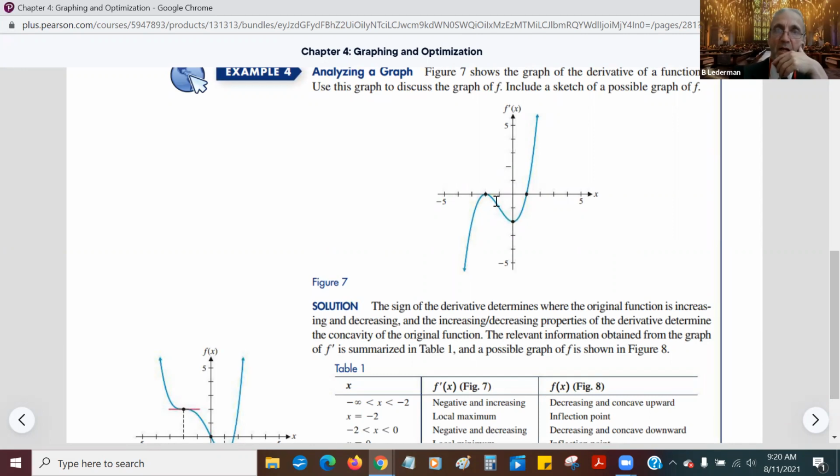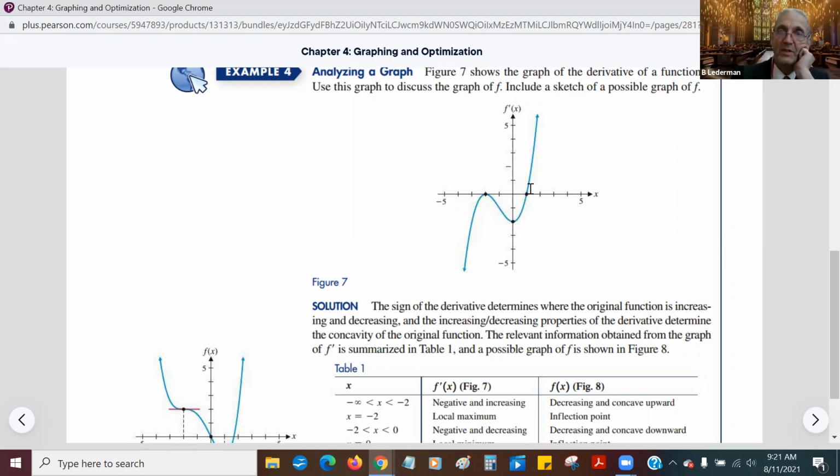And you can see how it's concave down here, concave up there. But let's just look at this. Let's use the graph of f and include a sketch of a. Oh, sorry. This figure here is not f. This figure here is the derivative of a function f. And we want to use the graph to figure out stuff about f itself, and we want to sketch a possible graph of f. In other words, this here is not f, but it's the derivative of f.